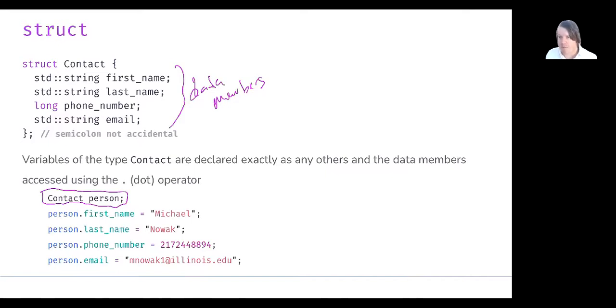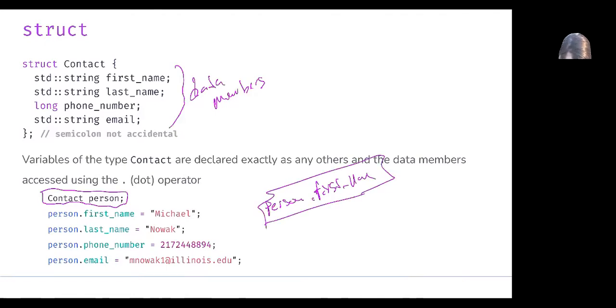To access those data members, we're going to use the dot operator. So we'd say person.first_name to access the first name field. Likewise, if we wanted to access the person's last name, it's just person.last_name. That's the name of the field. And I can go ahead and assign to it or get the value. In both these examples here, I'm assigning a value to those fields.